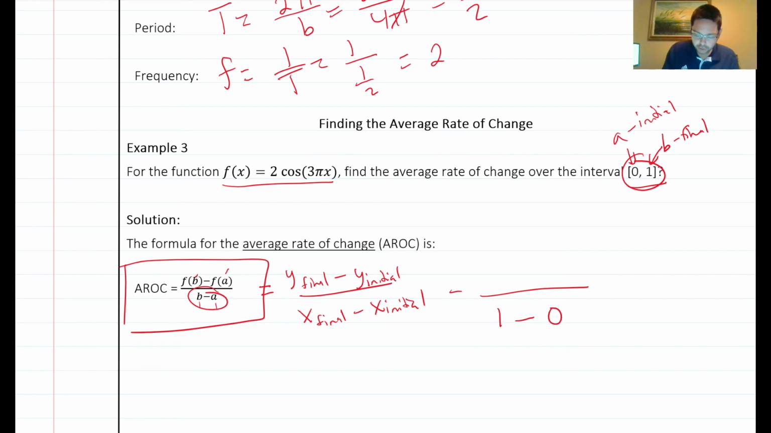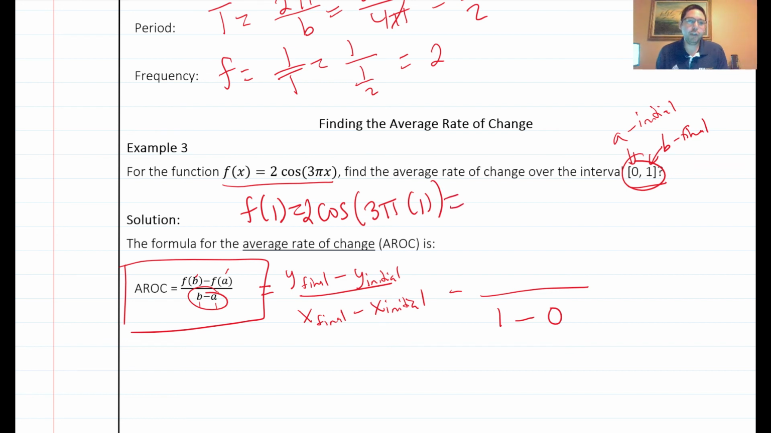So now what we're going to do is plug in 1 and plug in 0 into the function, and that will give me my y coordinates. So let's plug in 1. So f of 1. Let's plug 1 in for x. So you get 2 cosine of 3 pi times 1. And there you go. So plug in 1 for x. So 3 pi times 1 is 3 pi. So we have 2 cosine of 3 pi. Well, what's cosine of 3 pi? Cosine of 3 pi, according to the unit circle, is -1. If you go back to your unit circle. So we have -1 times 2 is actually -2.